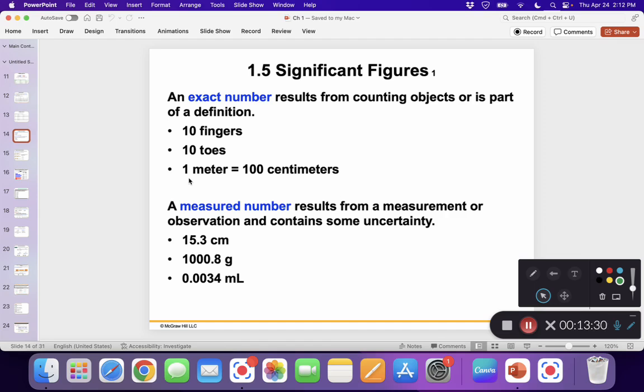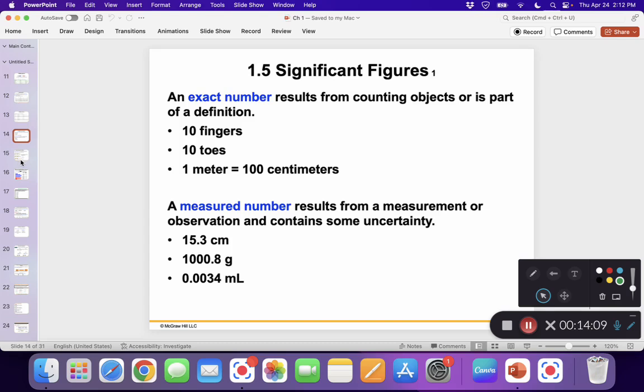Okay, and whenever we obtain a number by doing some kind of measurement, by using devices or some kind of tools, by doing some observation, then we call those numbers measured numbers. And a measured number always comes with some uncertainty. That uncertainty is because of the instrument, the tools that we are using. Okay, so here for the measured number, we have to think about how many significant figures we can write for that measured number.